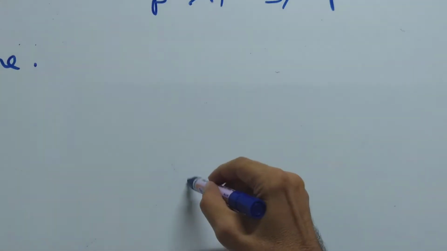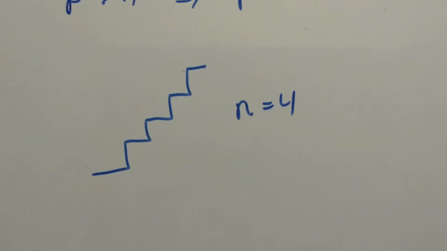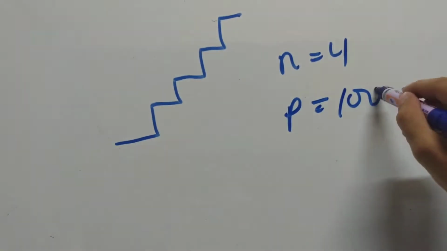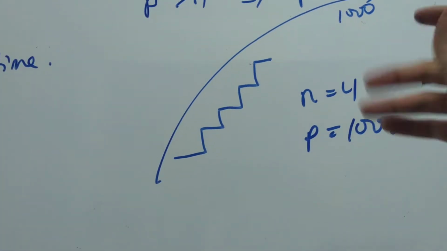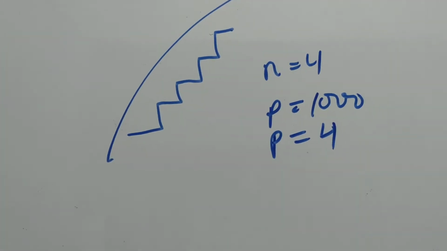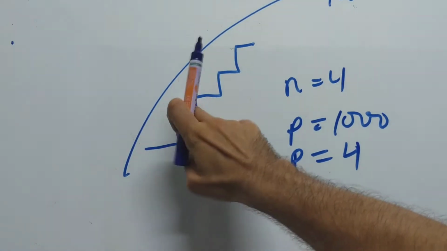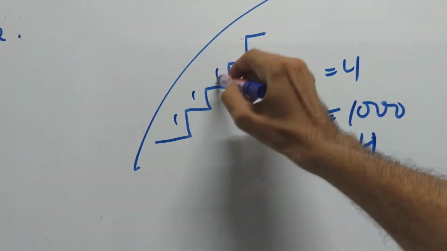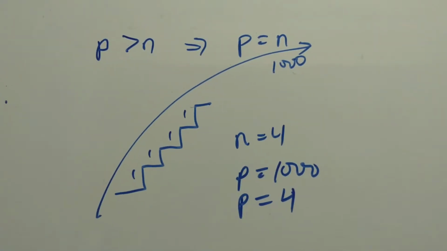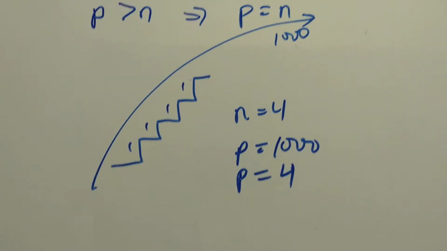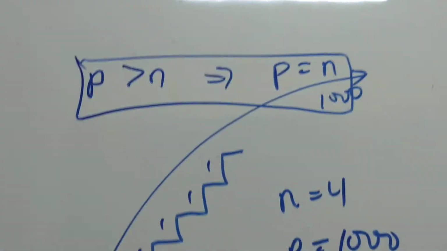Okay, let's analyze it. We analyzed to death the case of 4 steps last video. Let's say P is 1,000 and he can take a leap of 1,000 steps. Does it make any difference between this and P is 4? No, because he cannot jump up to 1,000 anyway. He's limited to going up 4 steps: 1, 2, 3, 4, and that's that. 1, 1, 1, 1, that's the best he can do. His powers of jumping up to 1,000 steps doesn't do him any good if there are only 4 steps, right? So if P is bigger than N, then it's the same case as P equals N.